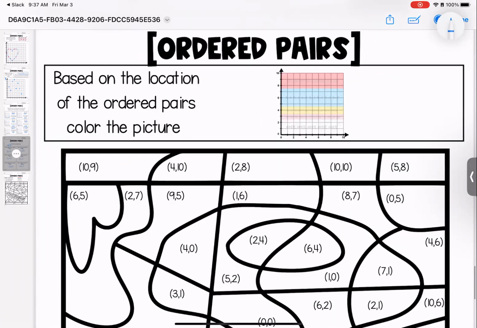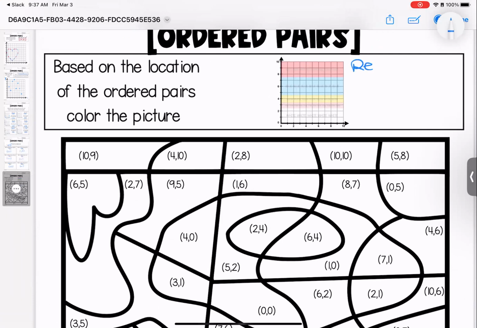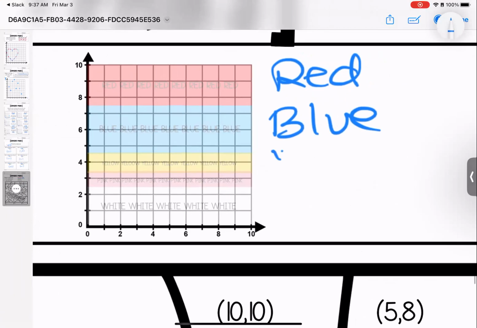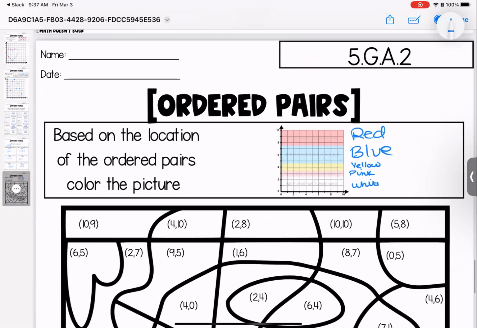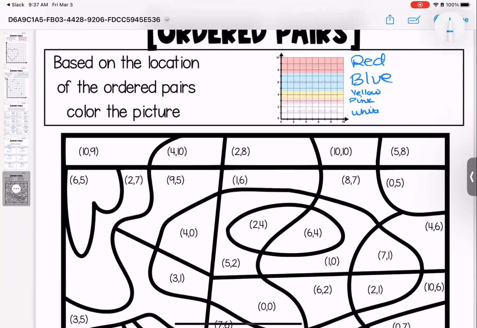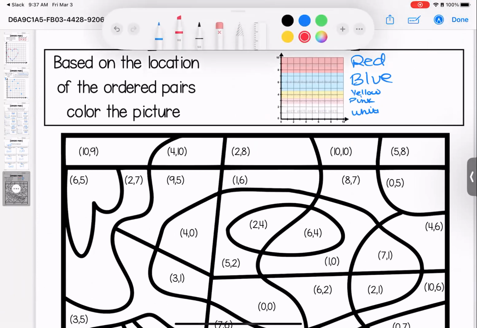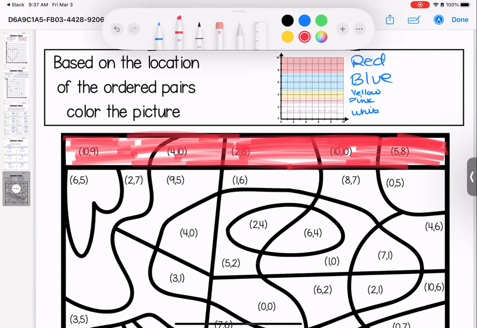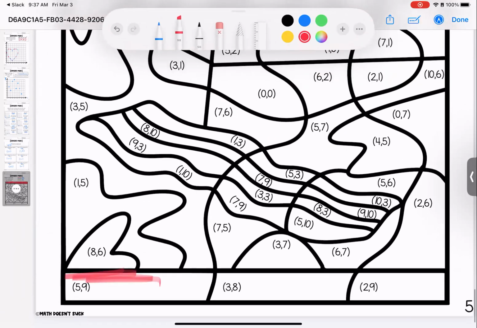This last one is a color by number based on where it would be in our chart. So if you look up here, we have red, blue, yellow, pink, and white based on where it would be in the chart. So I'm going to color this in. I hope you enjoyed this. Always trying to give you guys something different. This top row would have been red because if you plotted these points, they'd be in the top section. So we had red up here. We had red down the bottom.